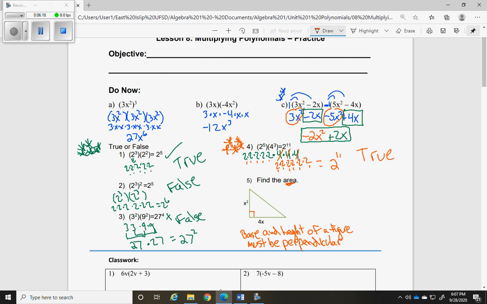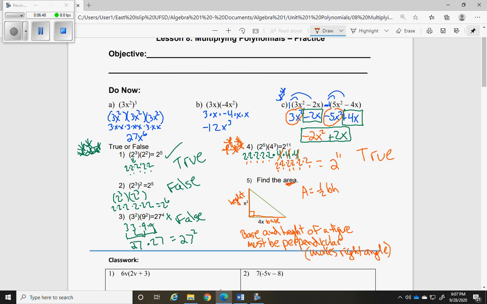And this fancy word perpendicular means makes a right angle. It's two lines that make a right angle. So there should have been a box here so that I knew that these two sides were perpendicular. Therefore, this is the base and this is the height. Base and height must be perpendicular. Area of a triangle, 1/2 base times height.